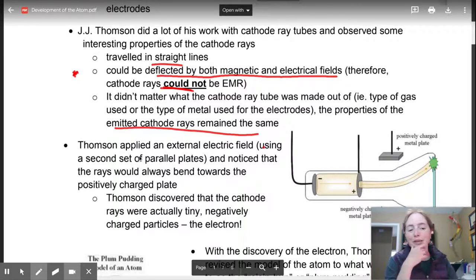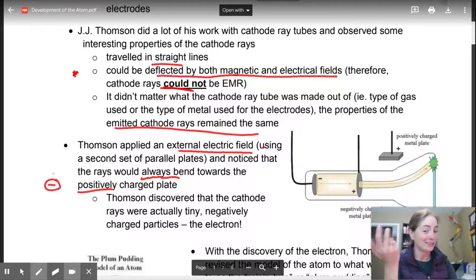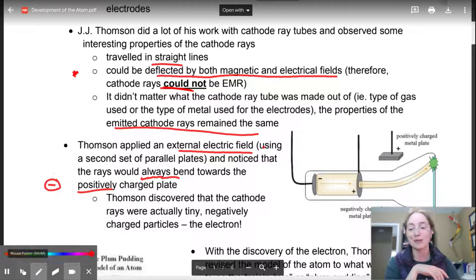What he did is apply an external electric field, so more parallel plates. Your favorite, we're bringing back forces and fields from our second unit. He observed that the rays always bent towards the positively charged plate, which, ladies and gentlemen, as you can deduce, means it's a negatively charged particle.